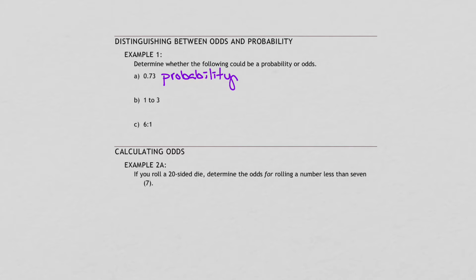Odds are either in the form of, let's say, A to B. So this would be odds, 1 to 3. Or you could say A semicolon B. So 6 to 1 here, you still say it 6 to 1, would also be odds. You could also list odds as a fraction, but since we also list probability as a fraction, we tend not to do that so we don't get confused.